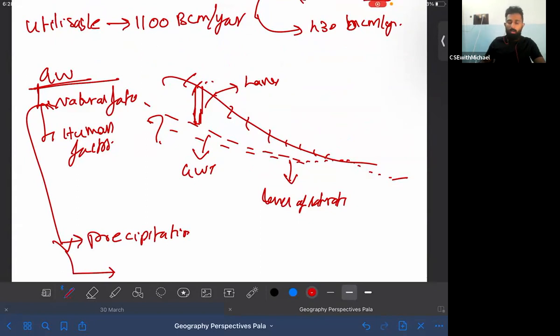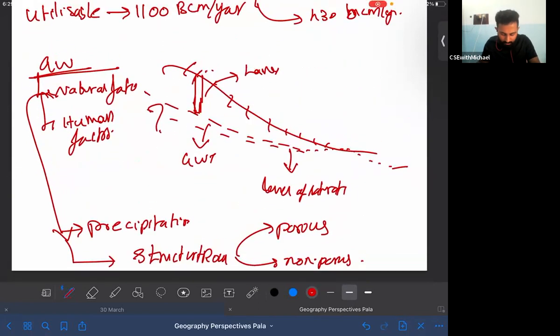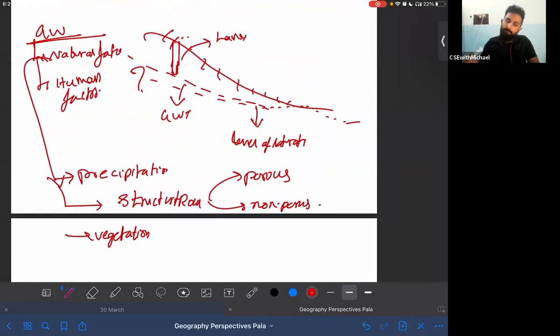Now, the next one would be the structure of the rocks, or rocks of the region. Rocks of the region could be porous and non-porous. Porous rocks have permeability, and water will go into the water table inside the land. But non-porous rock in rocky areas prevents the water from percolating, so there will be lesser and lesser percolation. Beyond that, we have vegetation as another factor. Vegetation allows more water to be percolated. We'll see how India's groundwater zones can be classified.